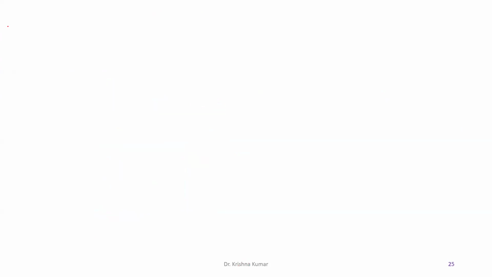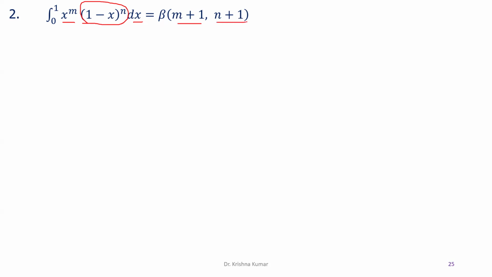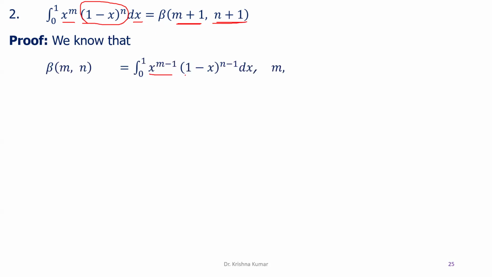Let us take the second property of beta function. The integration under the limit 0 to 1 of x to the power m into (1 minus x) whole to the power n with respect to x is equal to beta of m plus 1, n plus 1. We know that beta of m, n is equal to the integration of x to the power m minus 1 into (1 minus x) whole to the power n minus 1 under the limit 0 to 1 with respect to x, where m and n are any positive numbers.